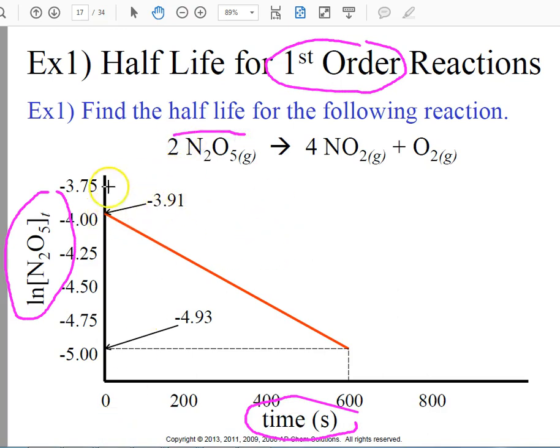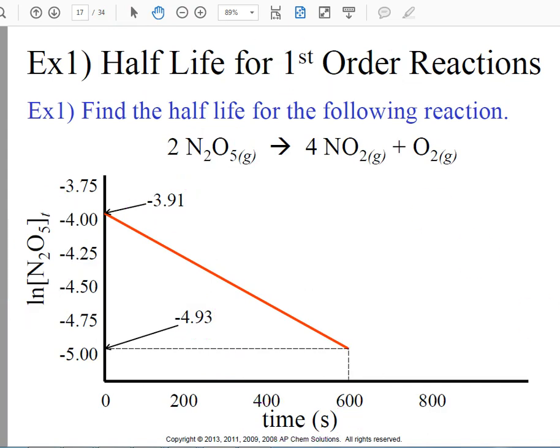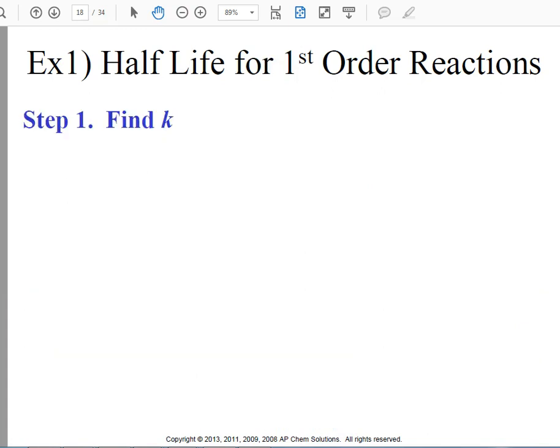And they labeled these values for me kind of nicely. So initially, I have this much natural log of my concentration. And then at 600 seconds, I have this as my natural log of my concentration. So let's see how we can go about finding the half-life, the time it takes for the concentration to half.